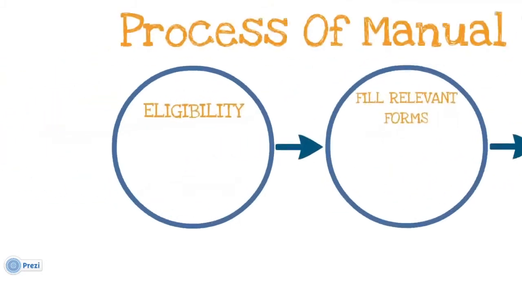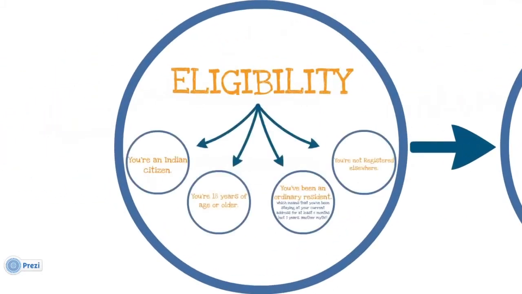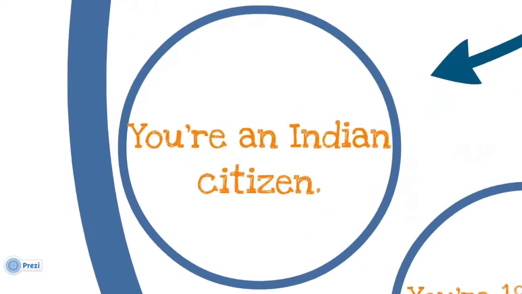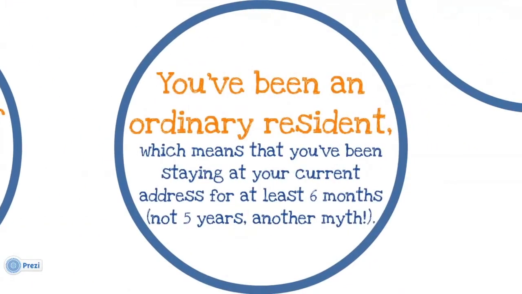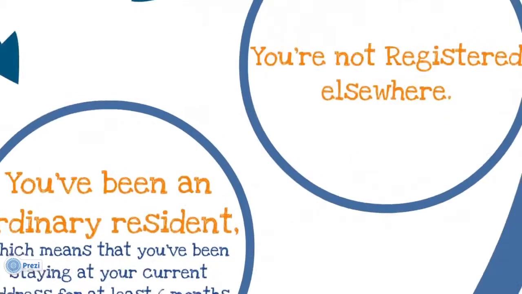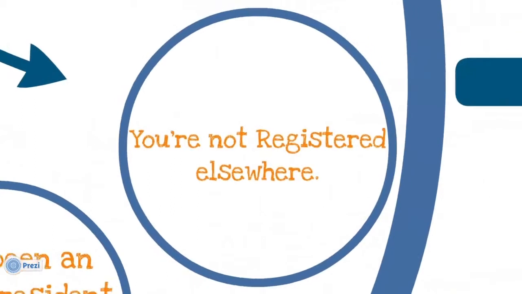Before you begin registration, check if you fit the eligibility criteria. You have to be an Indian citizen. You have to be above 18 years. You have to be living at your current address for at least 6 months. You are not registered elsewhere.